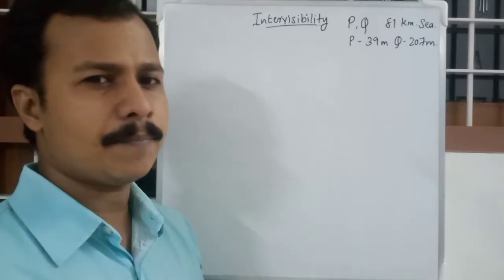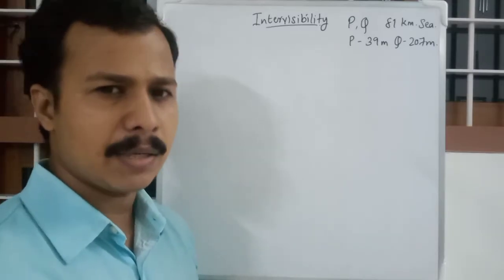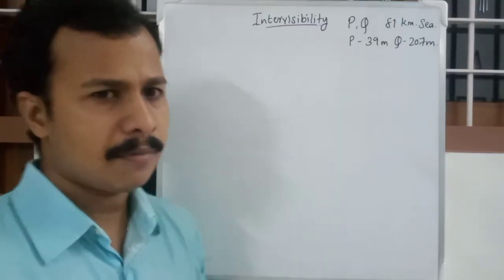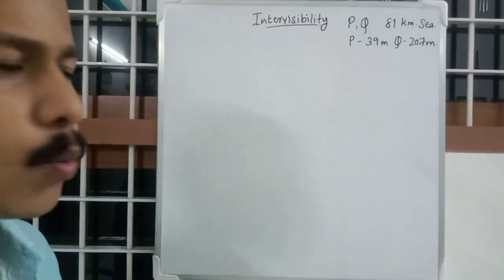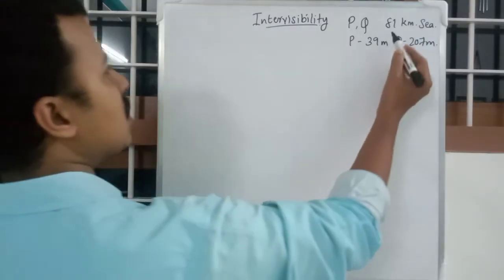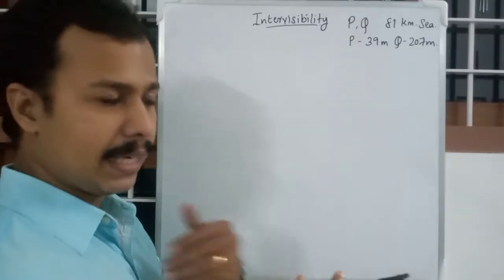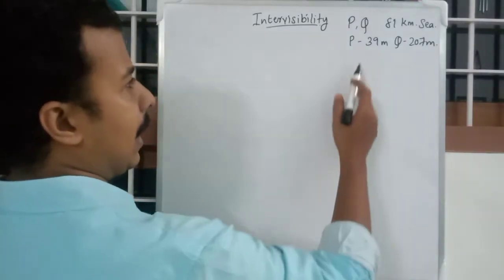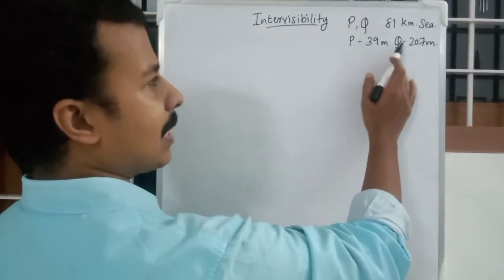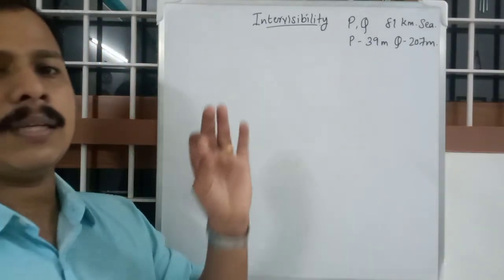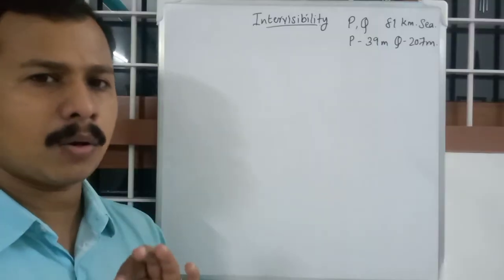So we are starting on the problems on intervisibility. The first problem is pretty simple. We have two stations P and Q, and the distance between them is 81 kilometers, and it is situated in the sea. The intervening ground is sea, and P is of height 39 meters and Q is of height 207 meters. We are asked whether P and Q are intervisible or not.